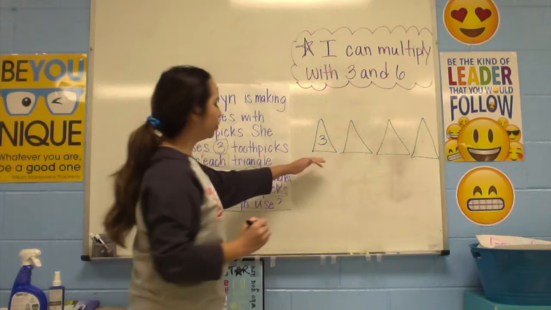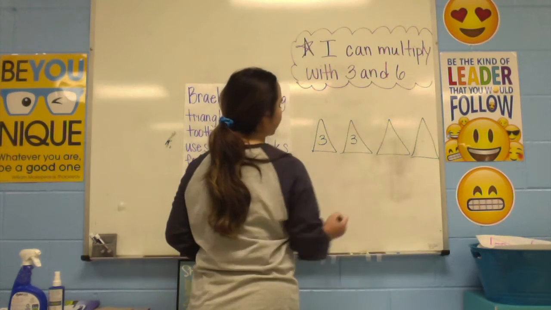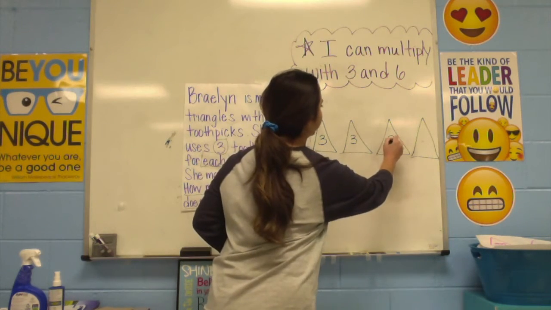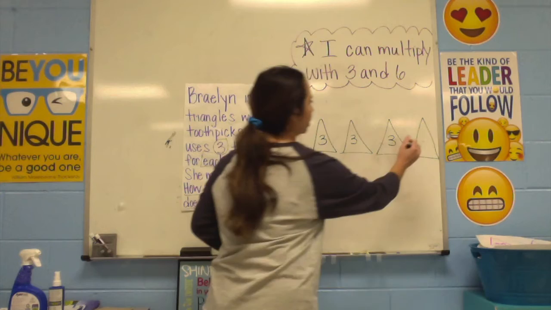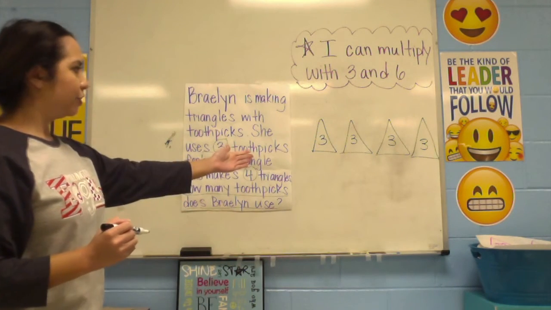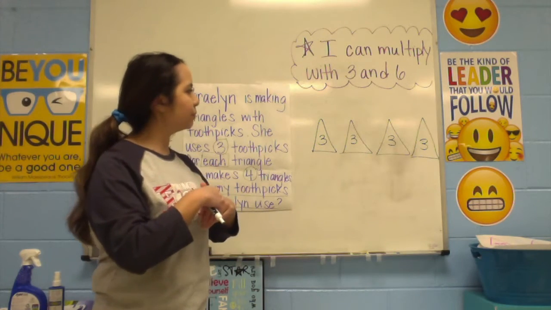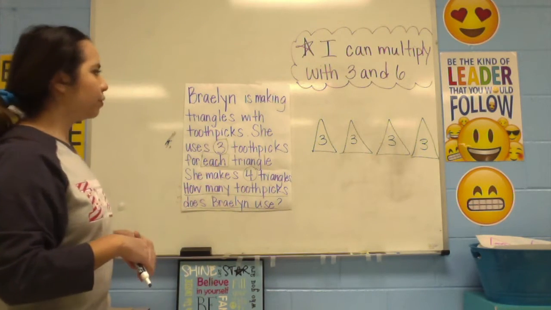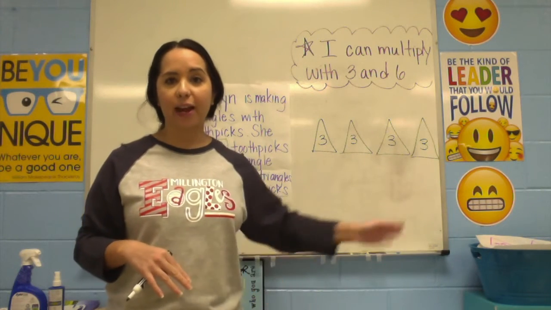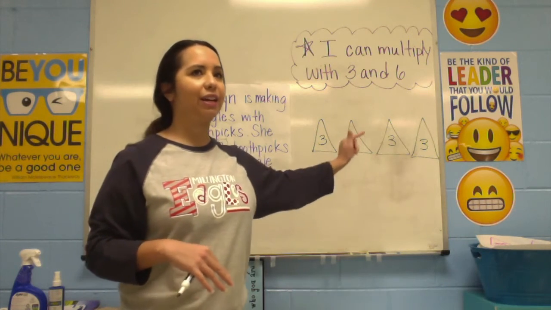She uses 3 toothpicks for this triangle. She uses 3 toothpicks for the second one, for each triangle. 3 toothpicks for the third triangle. 3 toothpicks for the fourth triangle. So after I drew my picture of equal groups and the same exact number in each group, I am going to skip count to find my total. And I'm going to skip count by 3 since she uses 3 toothpicks to make each triangle.